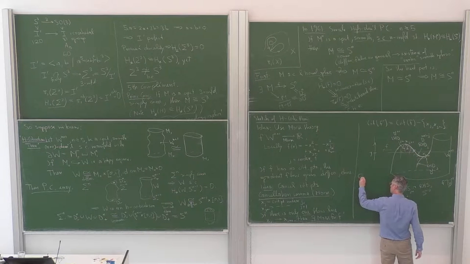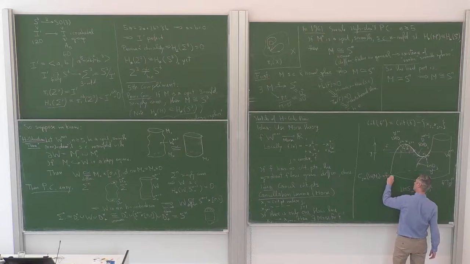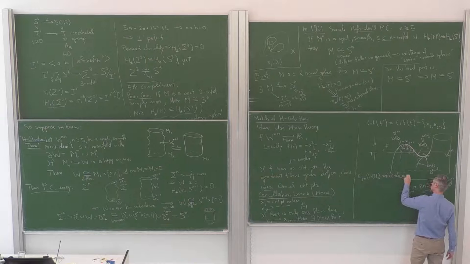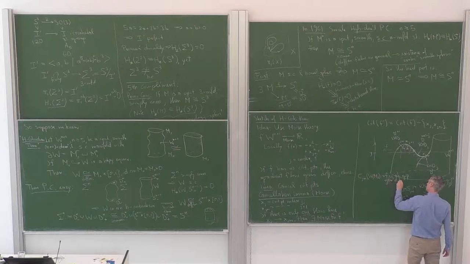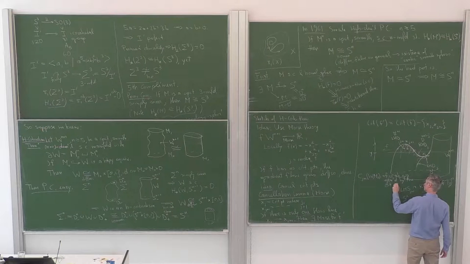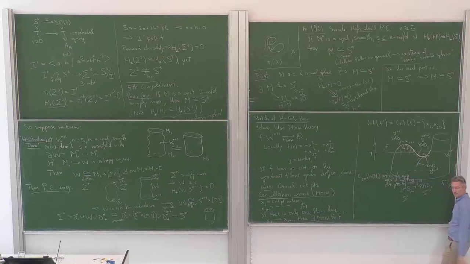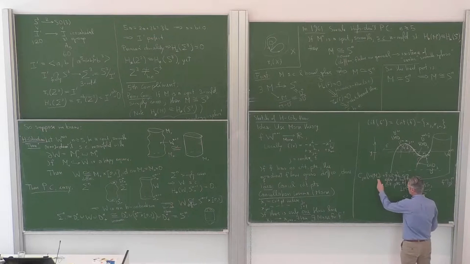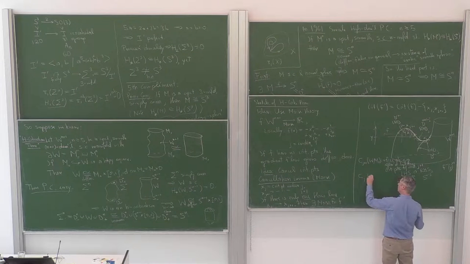Let's say C_{j+1} of W rel M0. Let this be the free abelian group generated by the critical points of f of index j plus 1. Okay, so you let the critical points of a given index generate a free abelian group. And you can do this in any dimension.